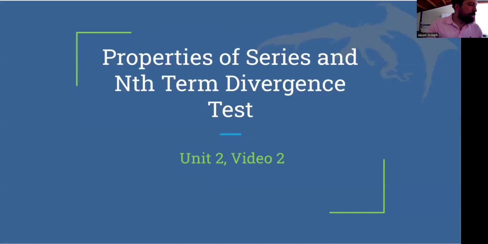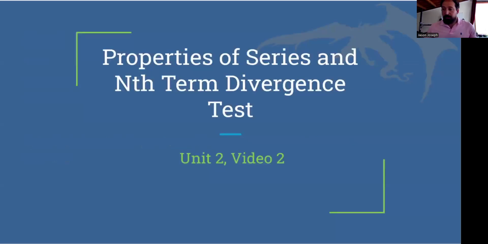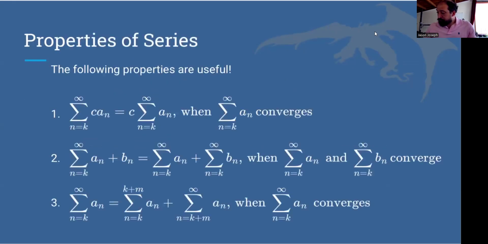All right, and we're back with more series. This has two quick topics. The first one is just some basic properties of series that are useful, and the second one is called the nth term divergence test, which is a test for showing that some series diverge. It's important to understand it will never tell you that a series converges, only that it diverges. And sometimes it works, sometimes it doesn't.